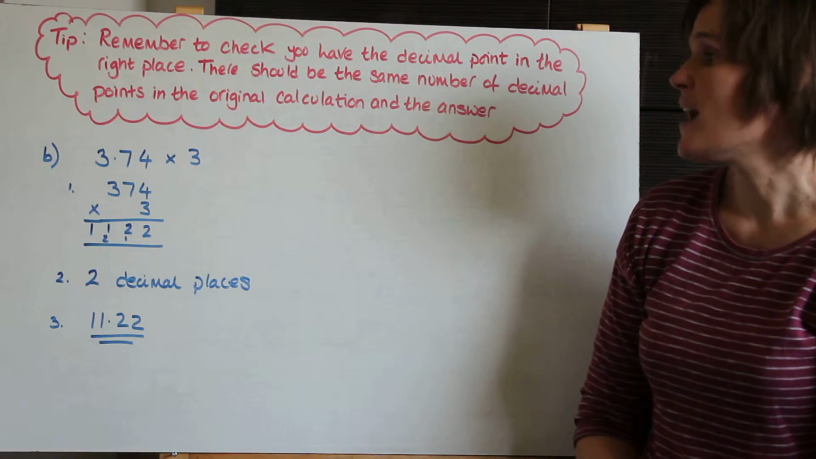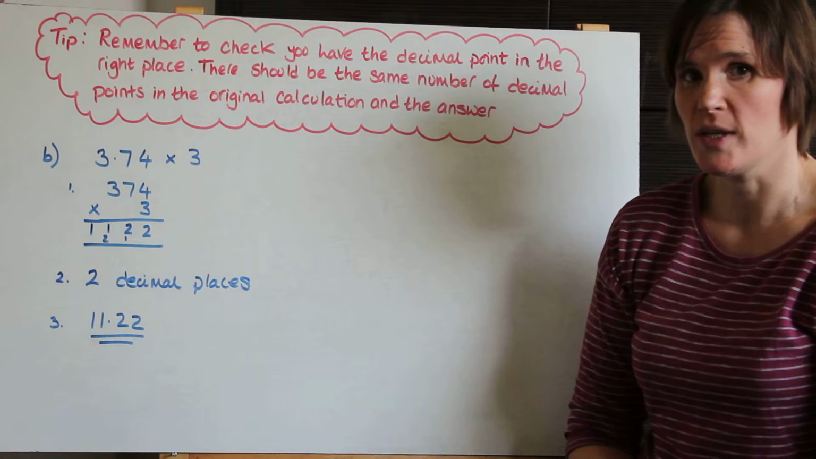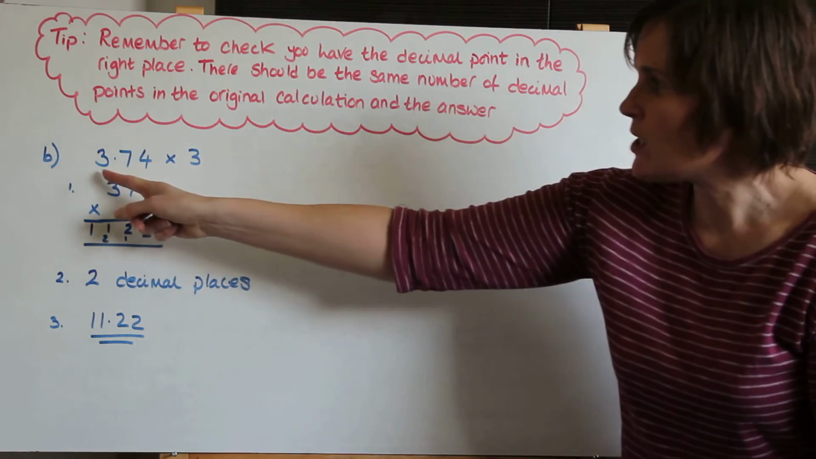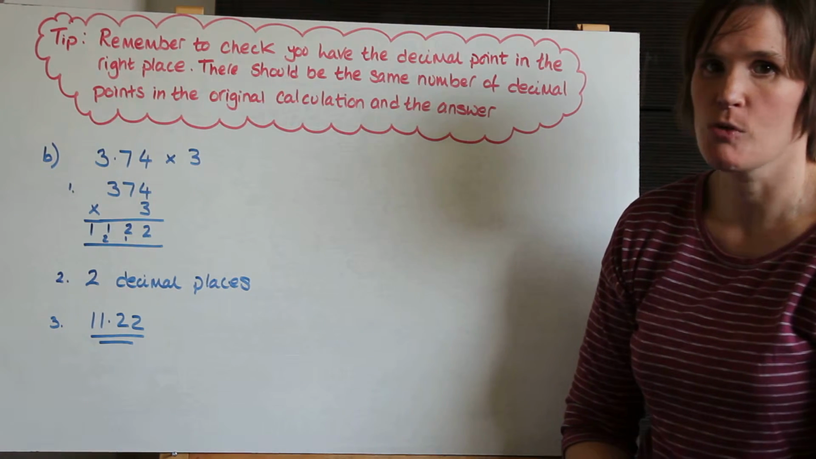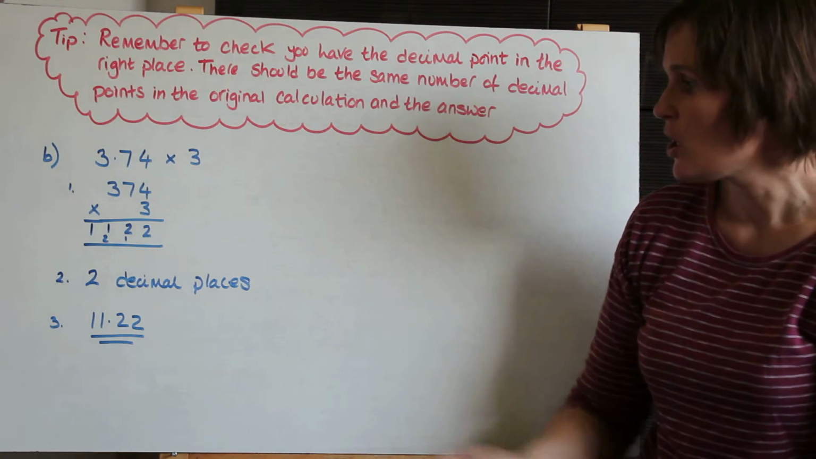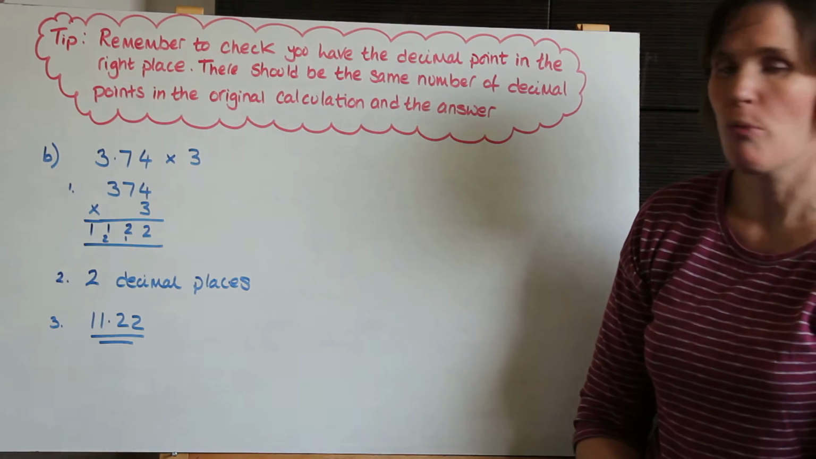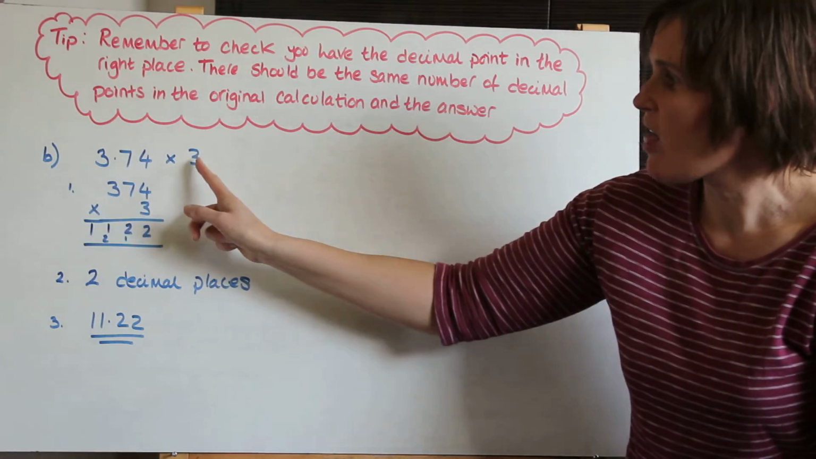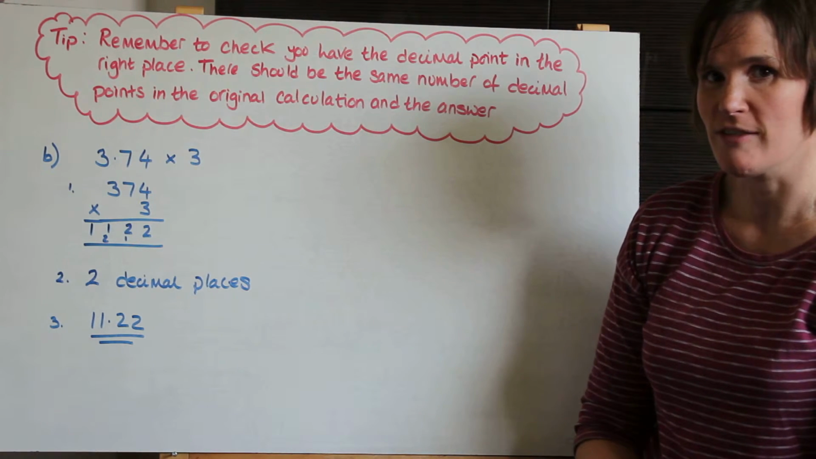So 374 multiplied by 3 gives us 1,122. Now we need to go back and look at those decimal places. In our question, we have 2 digits after the decimal point. So our answer is also going to have 2 digits after the decimal point. So we're going to have the decimal point just here, and it's 11.22. And we can check we're in the right sort of area by just looking at 3 times 3 is 9. We know we're in the right sort of area.